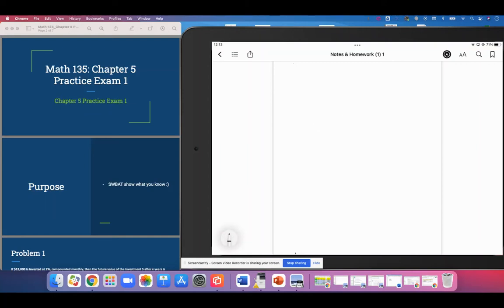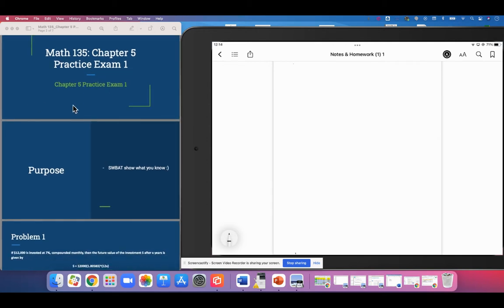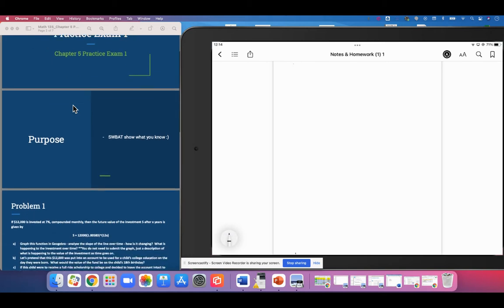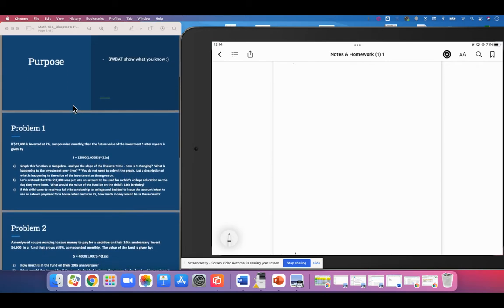Back with Chapter 5, Practice Exam 1. We're going to get right to it. We're going to keep this one short and sweet. This exam is only going to have 5 questions, although the value of these questions is, in my opinion, extremely high, and you'll see why as we start working through them.